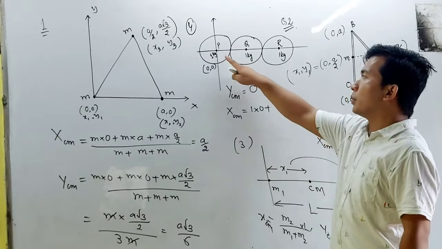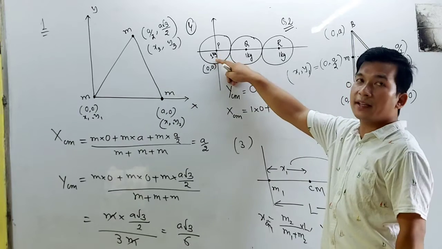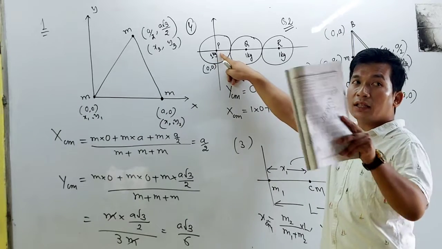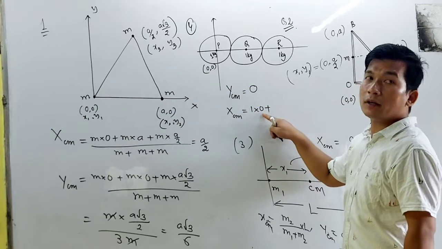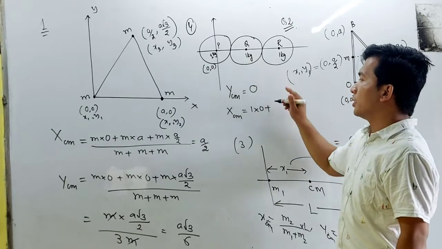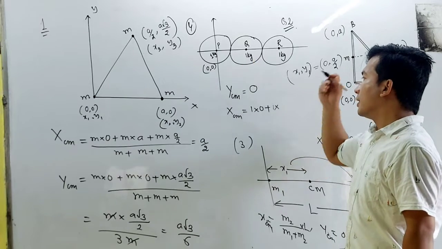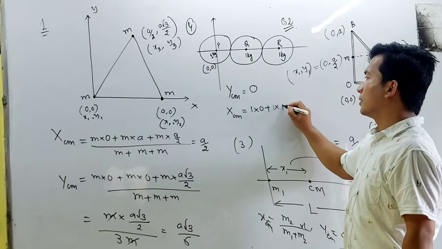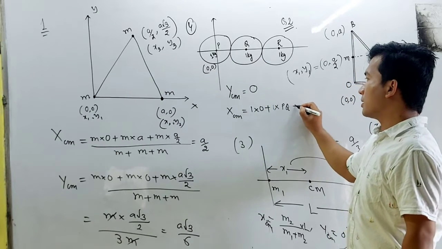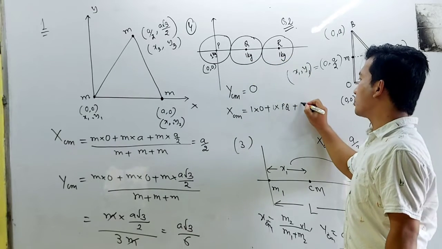X cm will be equal to what is the mass? m1 is 1 kg, and what is its x1? Zero. Then m2 is 1 kg, and this is at a distance PQ. m3 is 1 kg, at a distance PQ plus QR.